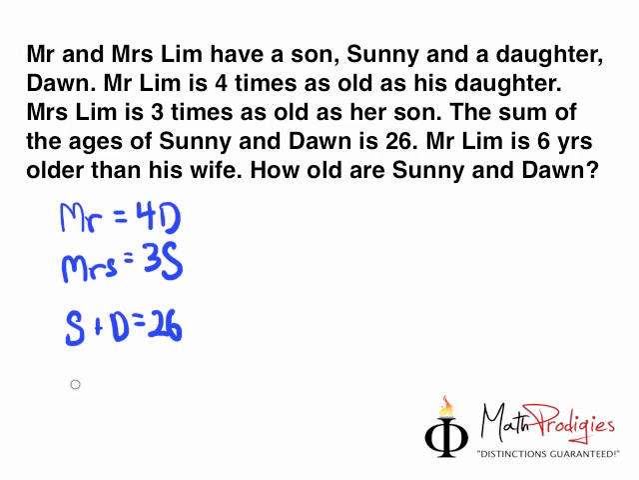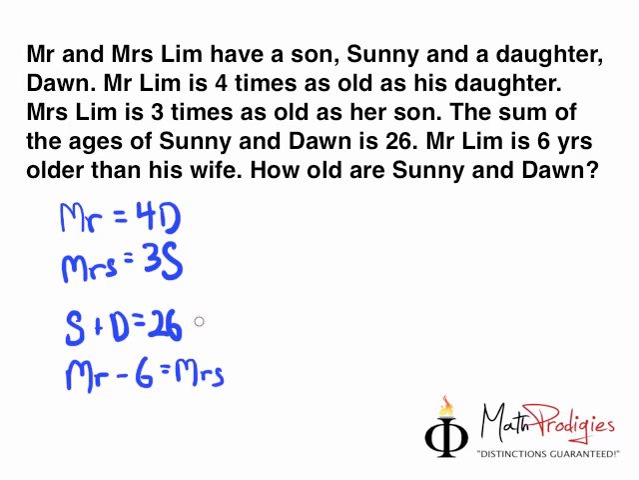And Mr. Lim is 6 years older than his wife. So Mr. Lim minus 6 equals Mrs. Lim. It's very important. If Mr. Lim plus 6, that means you have an extra 6 years. But you must minus 6, and then you will get Mrs. Lim's age. So from here, you can already start forming your equations.